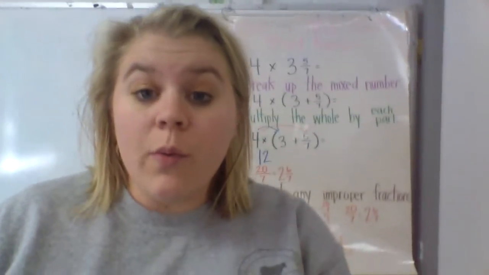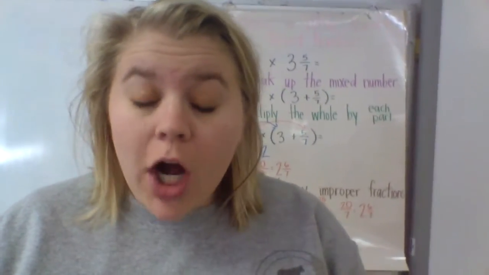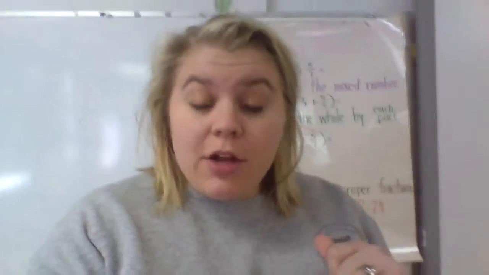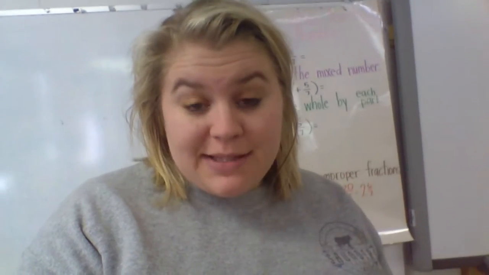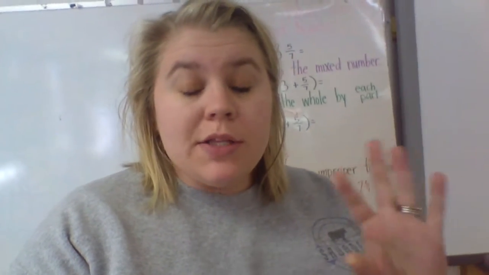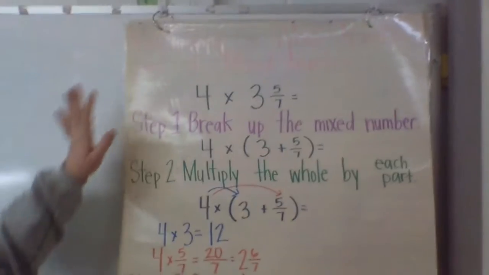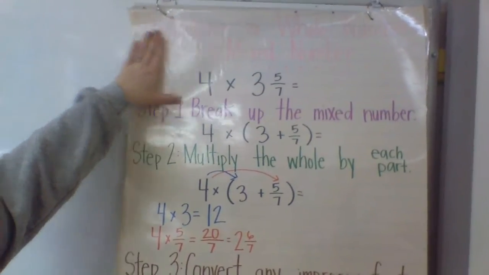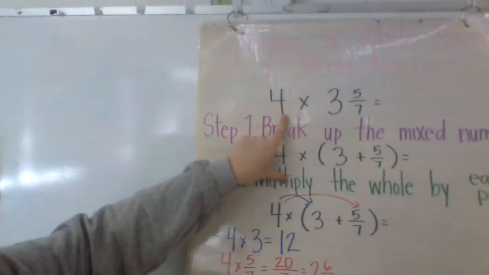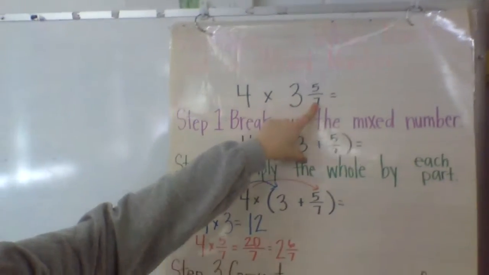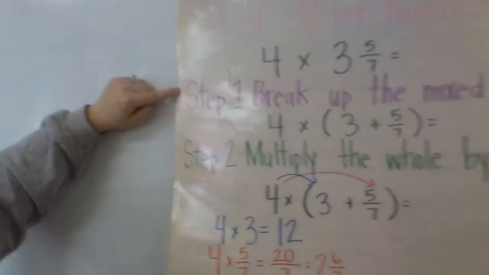Okay, so we are getting to the end of our extra fractions unit. Today your lesson is on multiplying whole numbers by fractions and whole numbers by mixed numbers. We're going to walk through some examples. When you multiply a whole number and a mixed number, it's like if you're doing 4 times 3 and 5/7. You've got a couple steps.